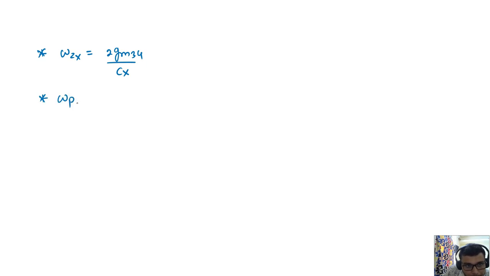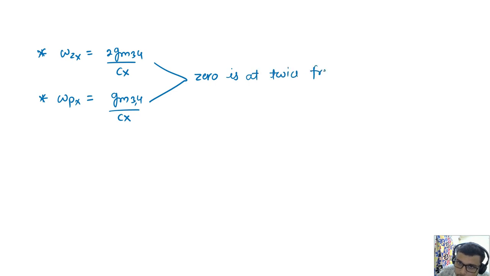So what we can see, what is omega z at x, which is 2 gm3,4 by Cx. And what we have seen, omega p at x, which was the first non-dominant pole, is gm3,4 by Cx. So the zero frequency is twice of that pole frequency. Now we can write the transfer function.